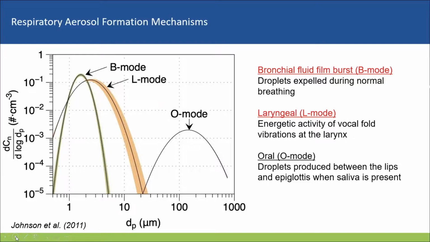For the O mode, there are much larger droplets. It's produced between the lips and the epiglottis when saliva is present. So it's larger droplets, usually larger than 20 microns to about 1,000 microns. In our study, we focus on the B mode and L mode to mimic breathing and normal speaking. Next slide, please.